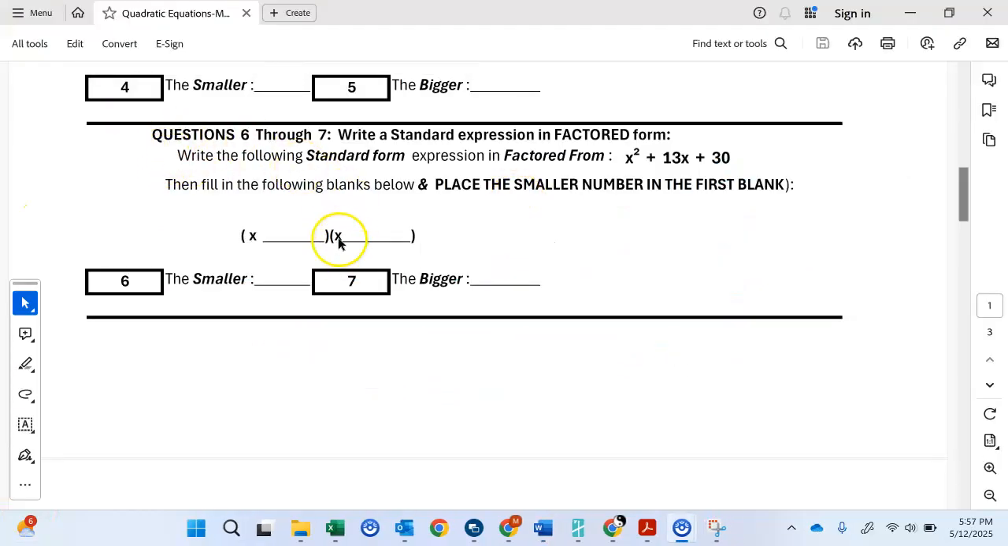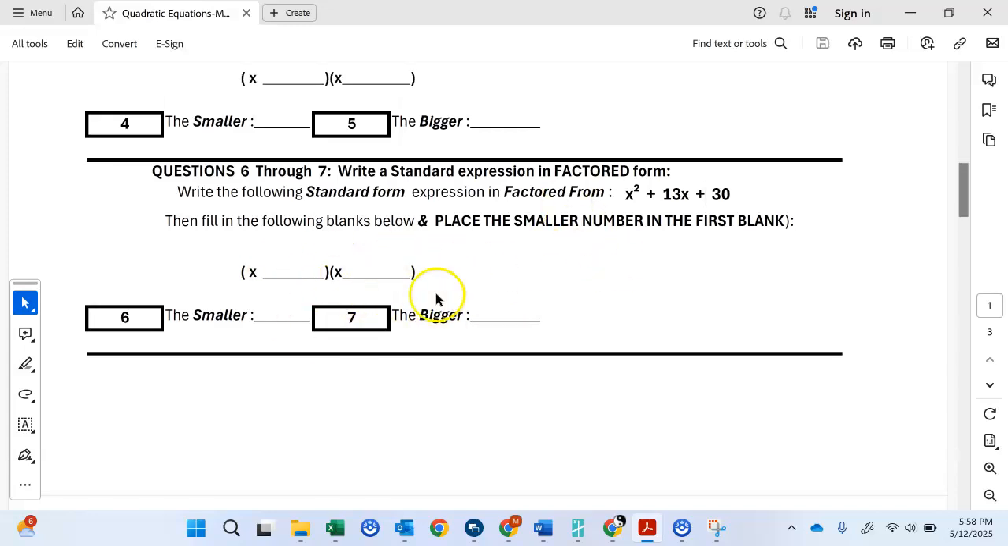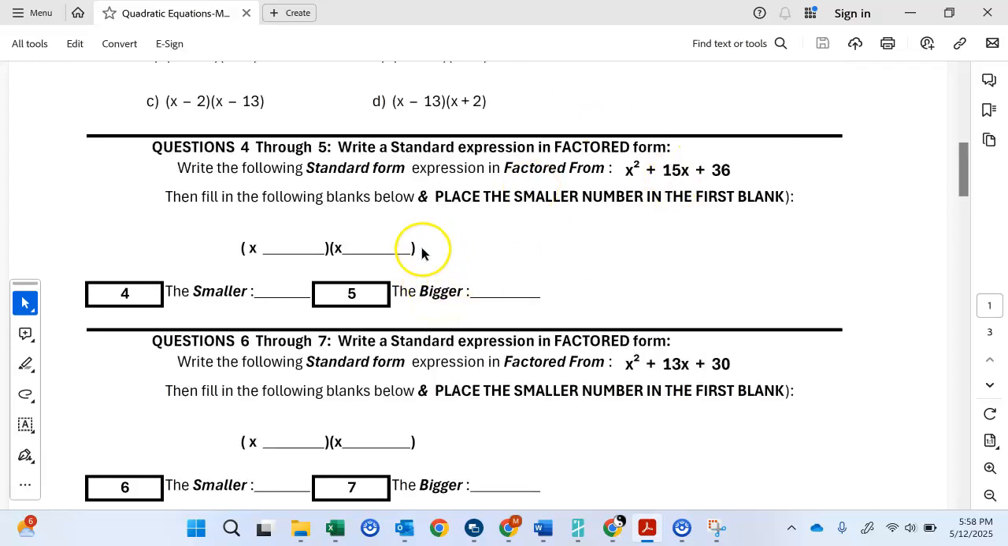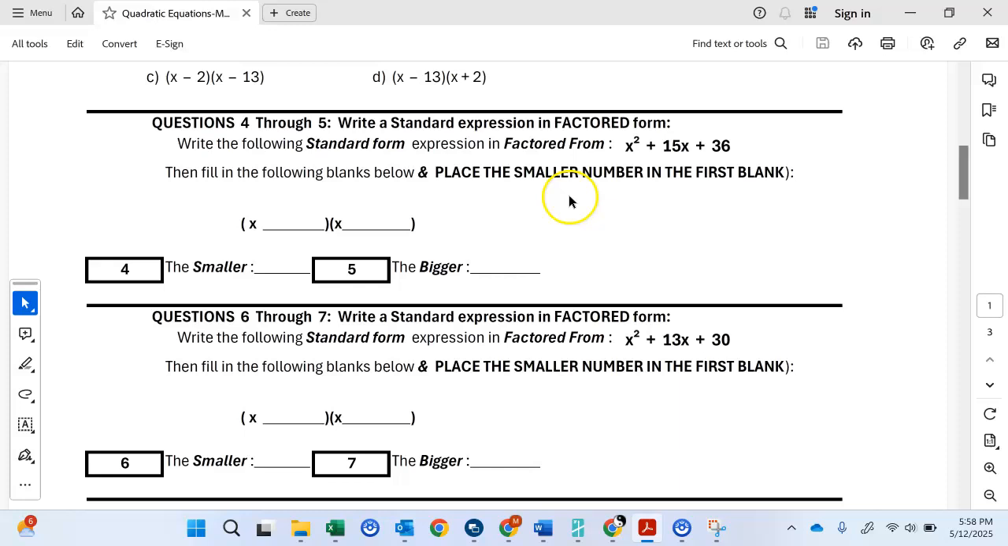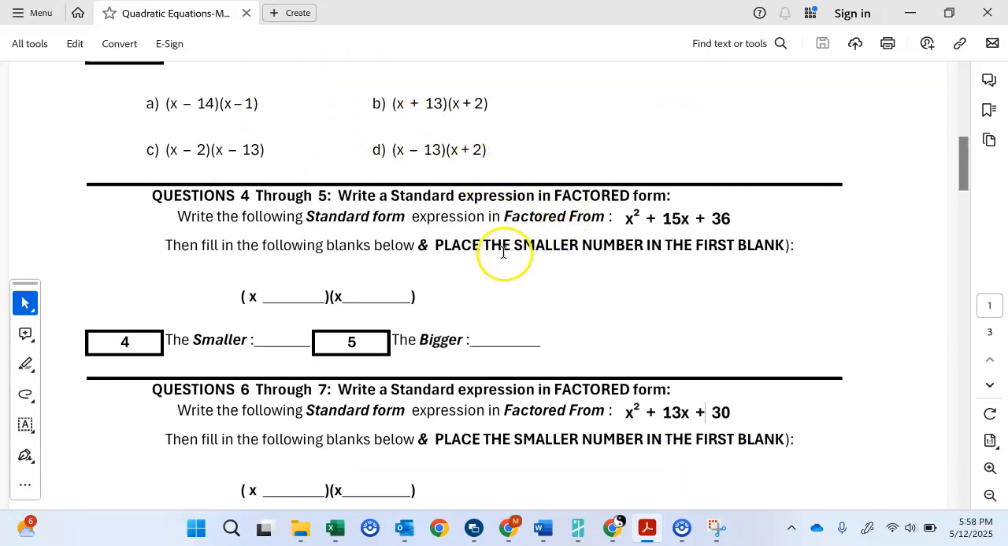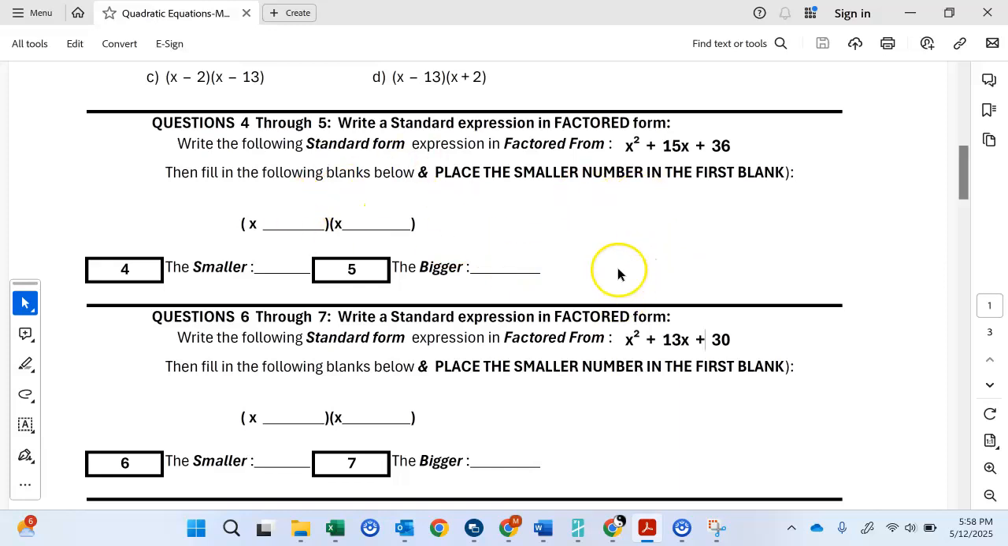Okay, now we are looking at the next type of question. We're doing the same thing. We're going to try to write the standard form expression and put it in factored form with the parentheses. But we don't have any choices that we can use. Before, we used the choices below. This is the first one, number 4 through 5. Here we could use the choices and try those to see which one matched, but we don't have that on this, right? There's no choices. So this is what we're going to try to do.